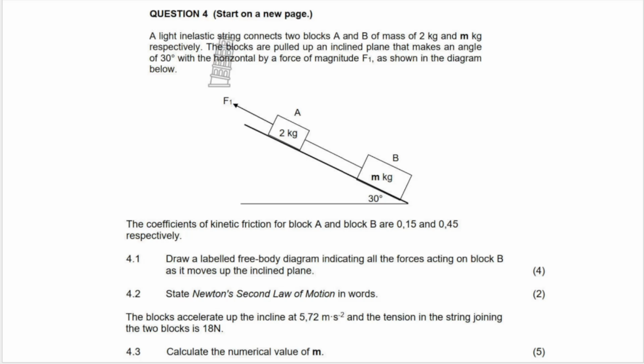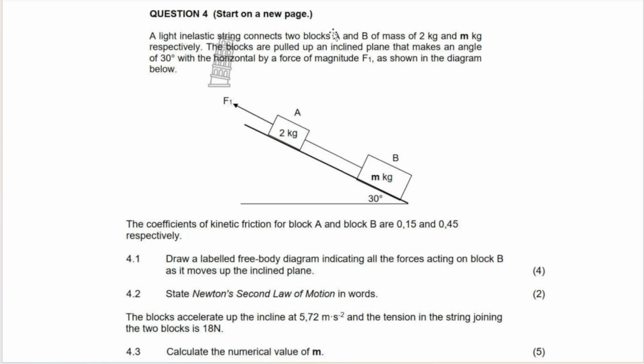In this question, we are looking at two body systems. Once again, our two objects are connected by a rope or a string, and they are being pulled up a slope. So if we read the question carefully, it says a light, inextensible string connects two blocks A and B over here. We know A's mass is 2 kilograms. We do not know B's mass.